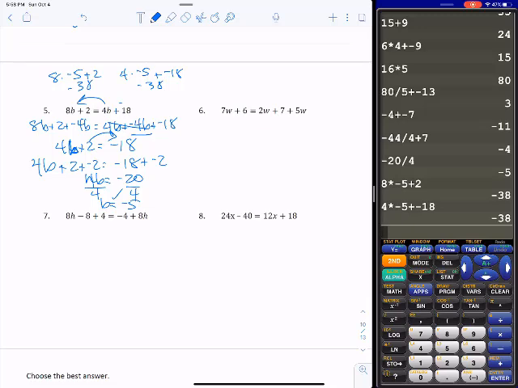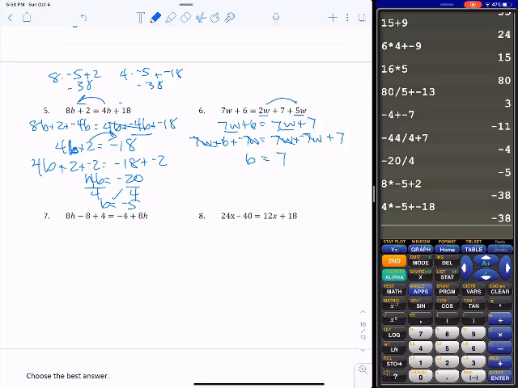Now, number 6, I've got some w's that I can put together. So the 2w and the 5w on the right-hand side can go together. So I end up with 7w plus 6 equals 7w plus 7. Okay, so I automatically know something strange is going to happen here. So 7w plus negative 7w on both sides. My 7w's on the left go away, and I'm left with 6. My 7w's on the right go away, and I'm left with 7.